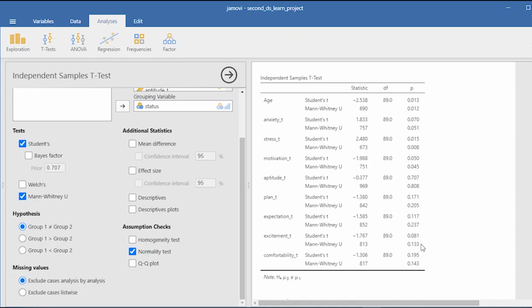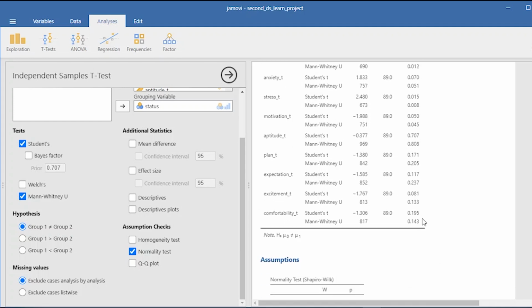Excitement, well, it's quite interesting. See, the excitement and the t-test shows me, yes, it's kind of close to significant, but using the Mann-Whitney is absolutely telling me no, exclude the excitement. This is not really intuitive. Same as comfortability, which is quite interesting, while we were assuming they were more intuitive.